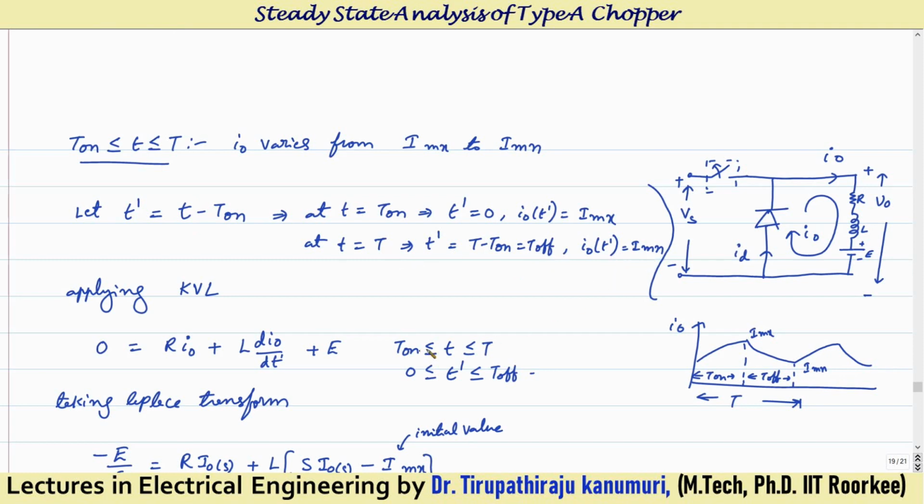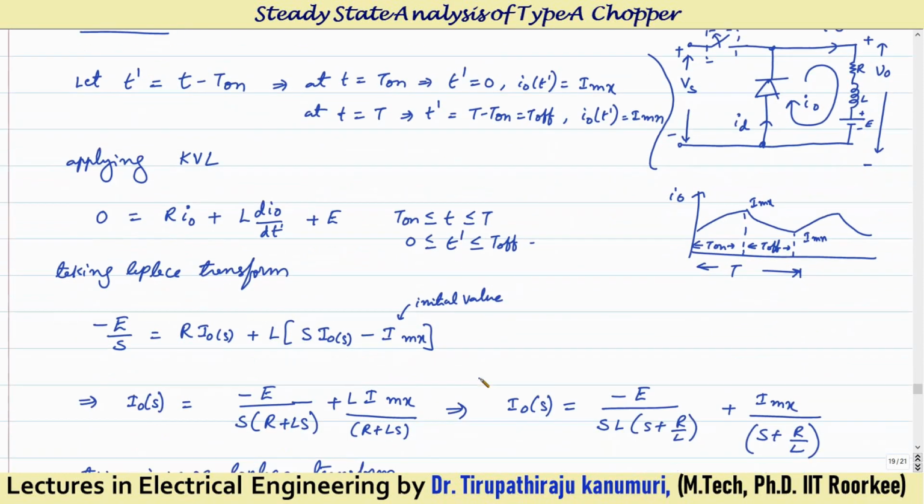So again applying KVL in this loop, because the diode acts as a closed circuit, the voltage between these two terminals will be equal to 0. So we can say 0 is equal to R into I naught plus L into di naught by dt plus E. I can write in this form. This is between t on less than t less than T, or otherwise we can write it as 0 less than or equal to t dash less than or equal to t off.